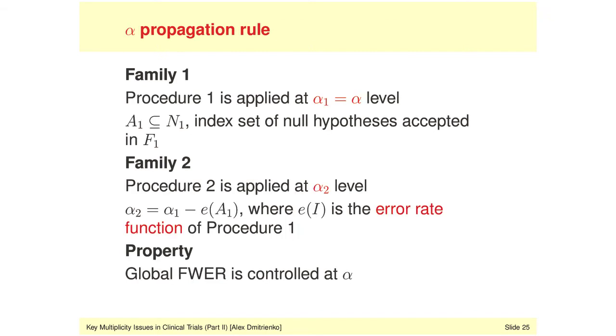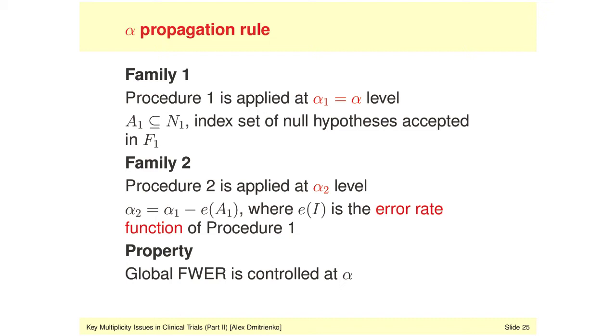An important result that we proved in our paper in 2008 is that a general family of powerful multi-stage parallel gatekeeping procedures can be defined using the following approach. It results in the following alpha propagation rule. Within family 1, which is the family of primary hypotheses, we're going to apply a separable procedure at the local level defined by alpha 1, and that local level is set to alpha, which means that we're going to try to maximize power of the primary testing strategy. After we have applied the procedure, we can determine which specific hypotheses were rejected. We're going to define the index set of the null hypotheses that were accepted in the primary family.